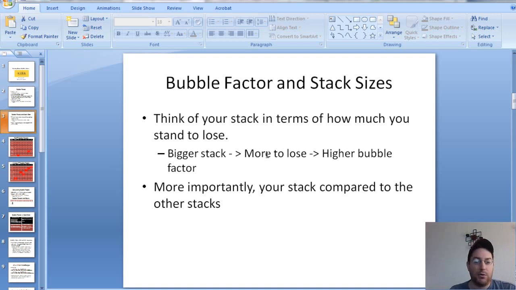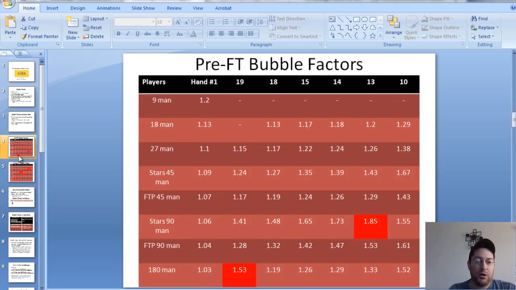As I'm going through these numbers, I'm not going to do a lot of calculations, just going through them. It may be a part of the video you're going to want to pause or revisit to look at the different averages and numbers. But they're important to look at to understand the trend and what the bubble factor means for the different types of games. So what I have here, it says in the title, the pre-final table bubble factor. So we're not at the final table yet.